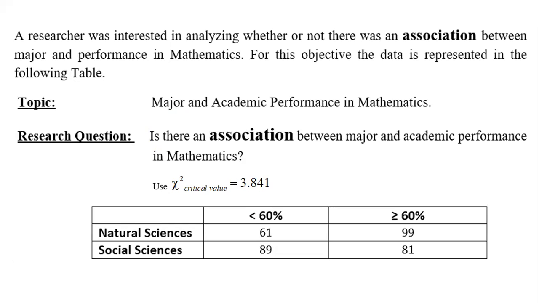A researcher was interested in analyzing whether or not there was an association between major and performance in mathematics, for example. For this objective, the data is represented in the following table. So the topic could be major and academic performance in mathematics. And as you know, following any topic in a research project, you have a research question, which could be here: is there an association between major and academic performance in mathematics? That's a legitimate research question. That's what a researcher is asking.